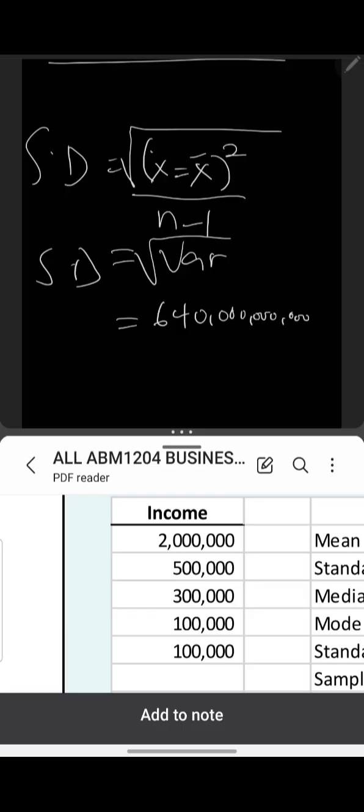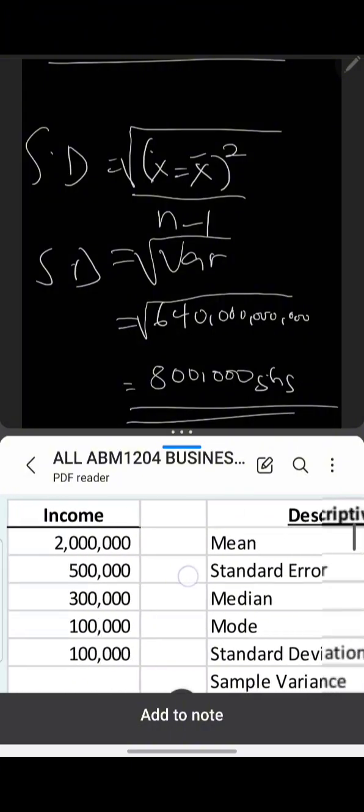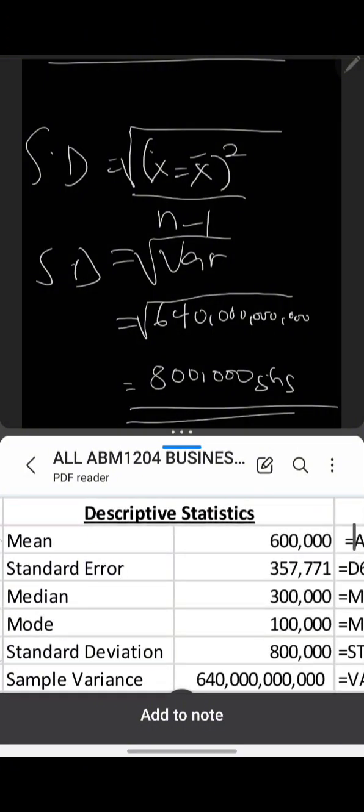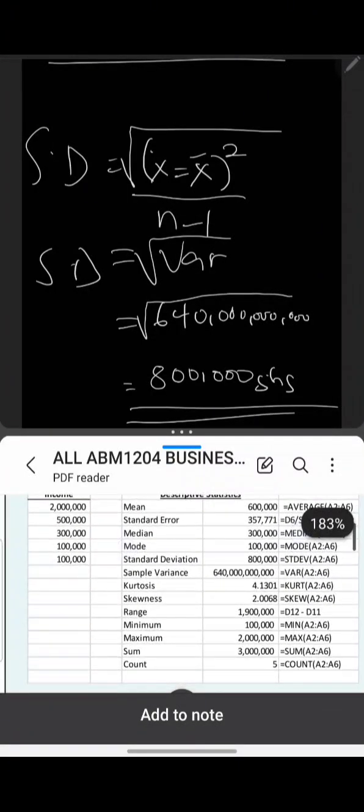640. 1, 2, 3. 1, 2, 3. The answer is 800. Put the square root sign up. Our answer becomes 800,000. And the units are shillings, not squared. So these are the values already calculated here.